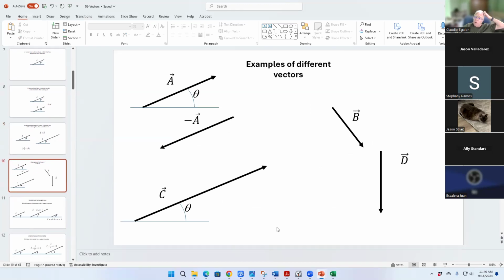Here's another set of different vectors. You can have a vector that's pointing in this direction, to the right, but then a vector of same length, same magnitude, but pointing the other direction. This is vector A. Here's the vector minus A. Okay, they have the same angles, right? Same magnitude, but different direction. Okay, vector C is different from A, and all those vectors are different from each other, either because they have different directions or different magnitudes. Okay?